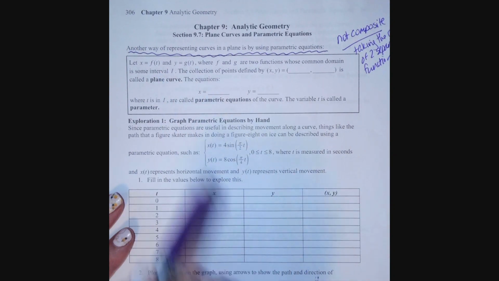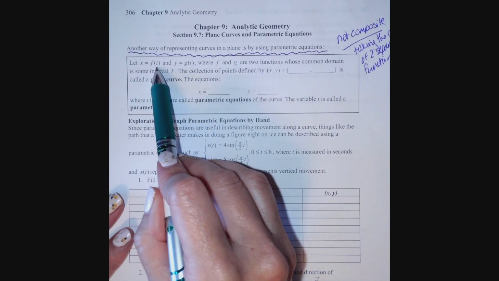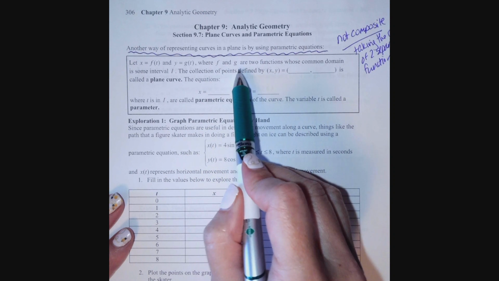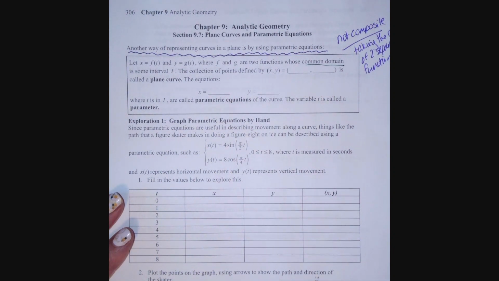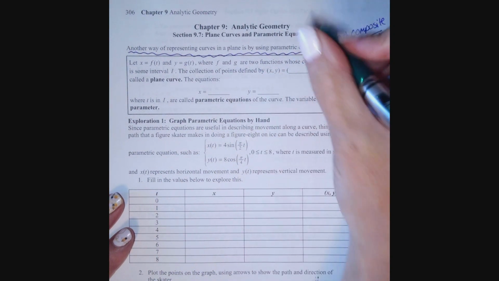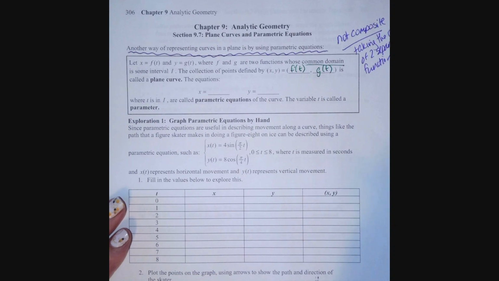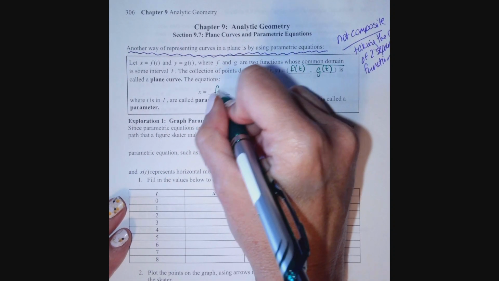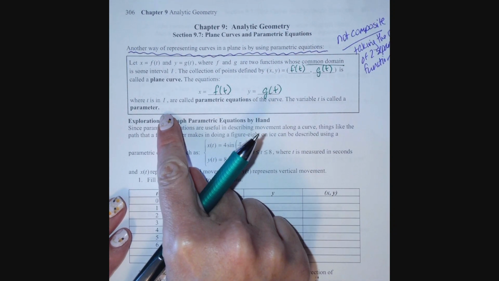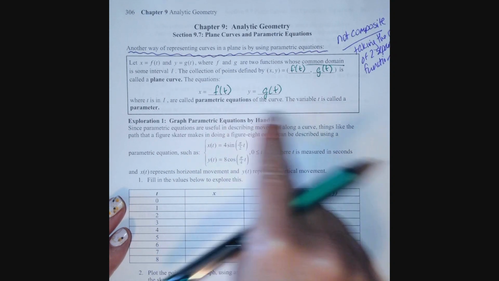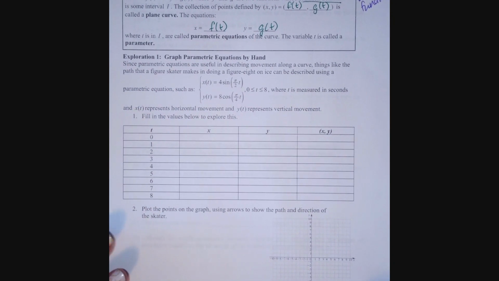Here's our definition. Let x equal f of t, and y equal g of t, where f and g are two functions who have a common domain over some interval. The collection of points defined by x, y, which means defined by the output of f, then the output of g, is called a plane curve. The equations x is equal to f of t and y is equal to g of t, where t is time, in the interval, are called parametric equations of the curve, and the variable t is our parameter. So like I said, for these equations that we're going to be working with, t represents time, and the time is our parameter.